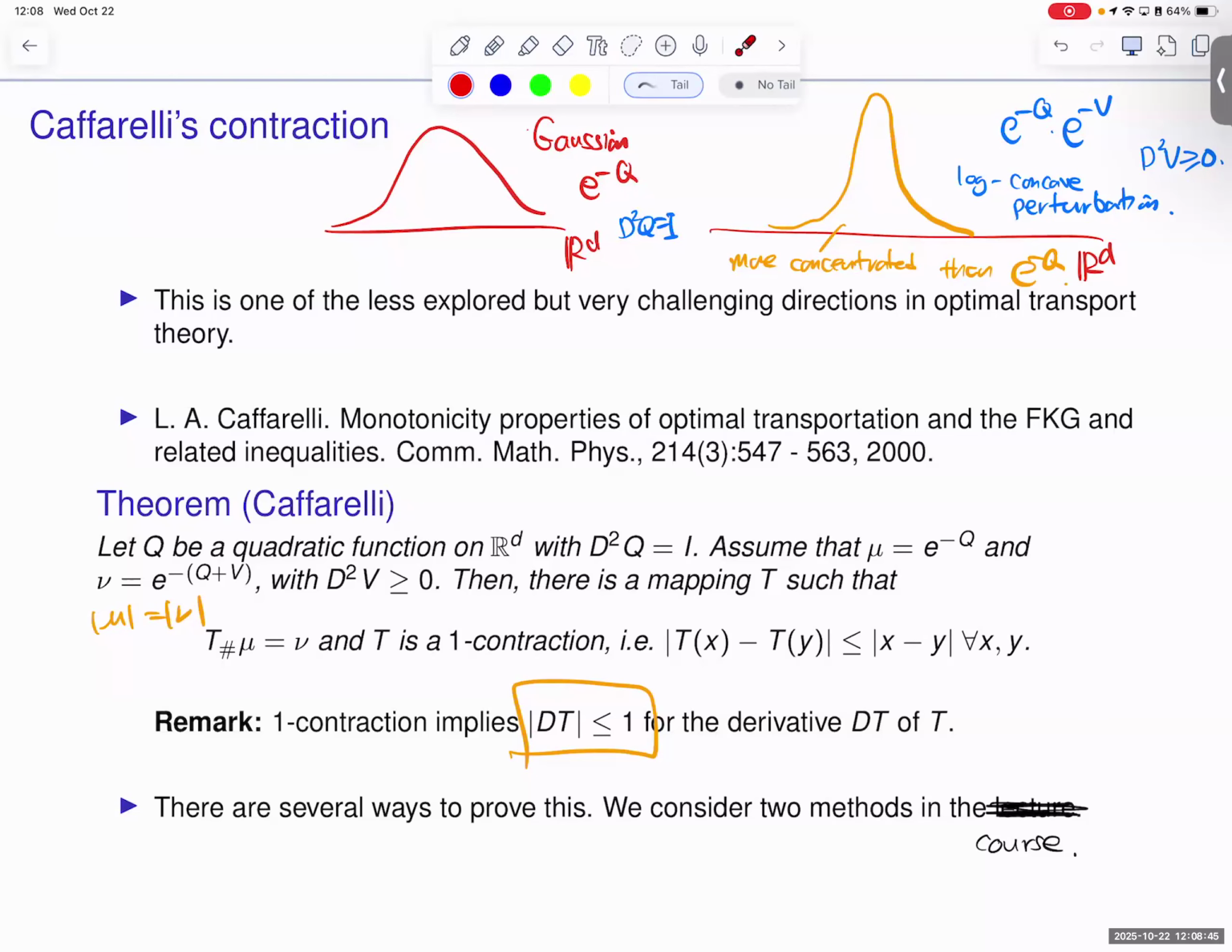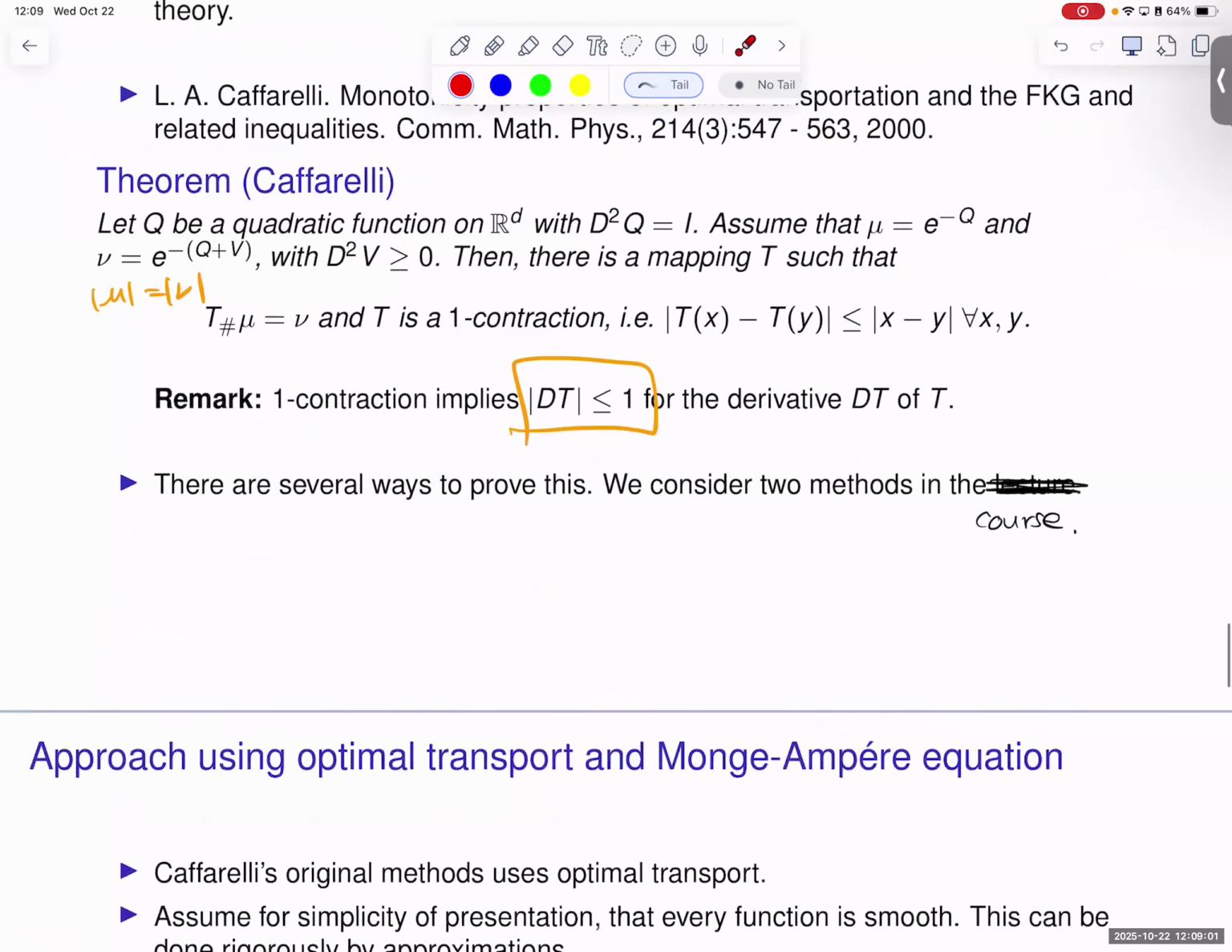Okay. So let's start proving it. We are going to use the Brenier solution for our T, and the Brenier solution has this Monge-Ampère equation. So we are going to use the Monge-Ampère equation. Okay. How?